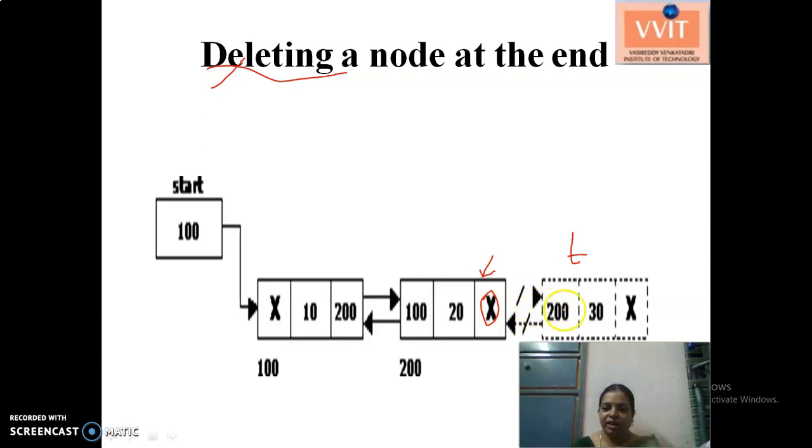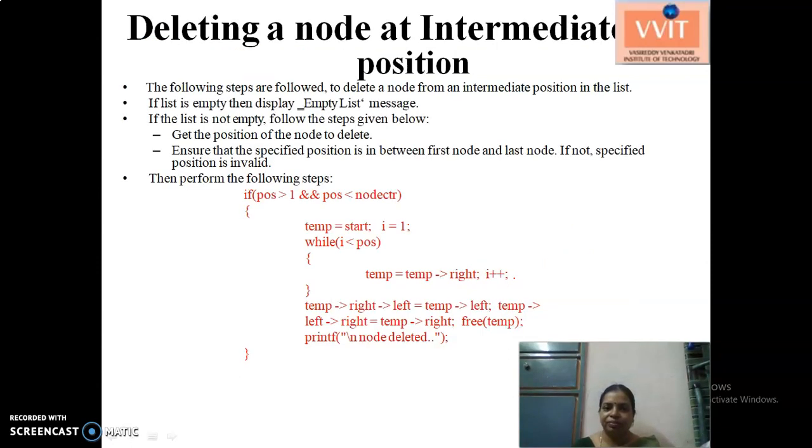So automatically the reference of the temp node from the previous node is deleted, which removes the link between the last node and the previous node. This deletes the last node of the linked list.